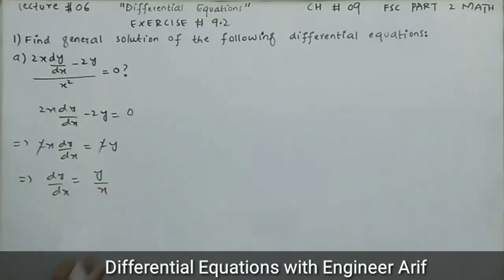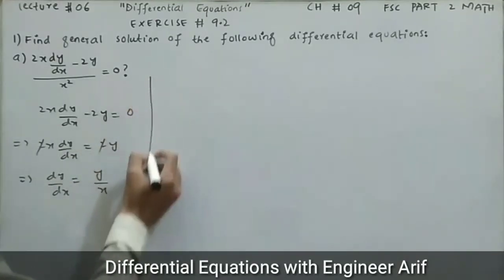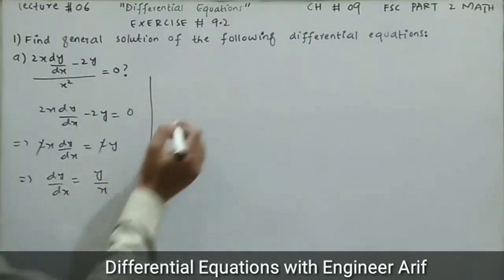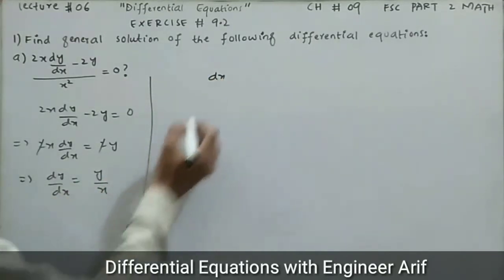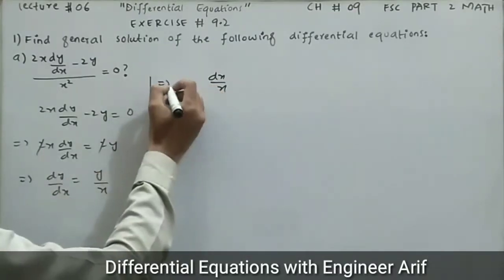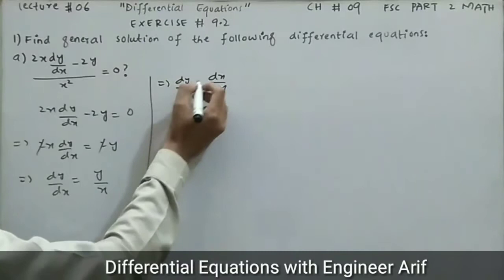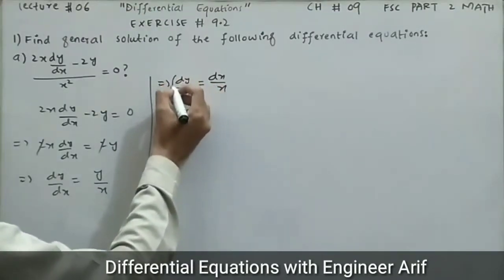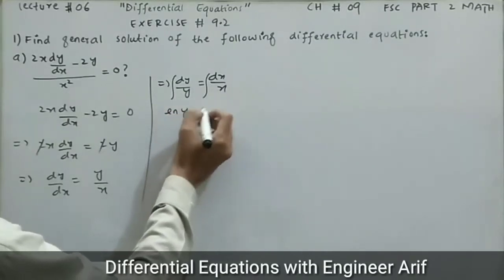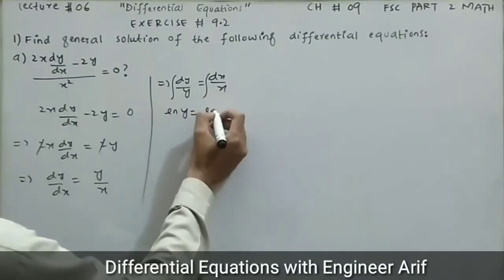Now using separable differential equation, shift y values on one side and x values on the other side. So shift dx to this side, it becomes dx, and in division we have x. And shift this y to the left hand side, it becomes dy over y, is equal to dx over x. Now taking integral on both sides, the integration of 1 over y is ln of y, is equal to the integration of 1 over x, which is ln x.